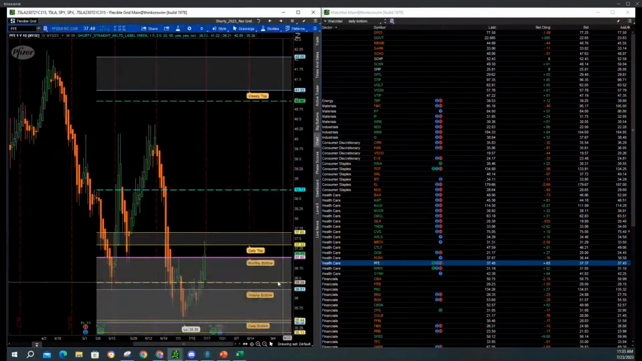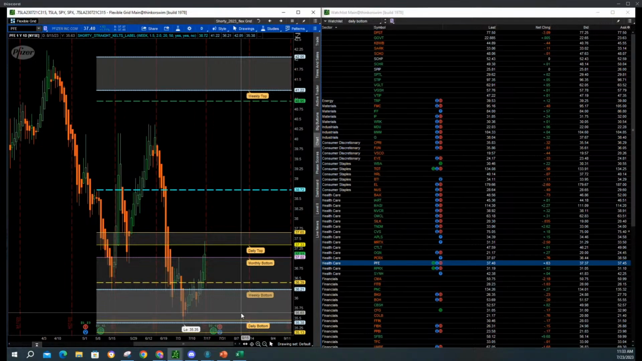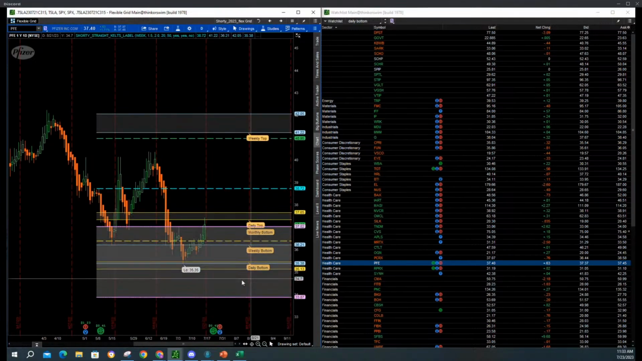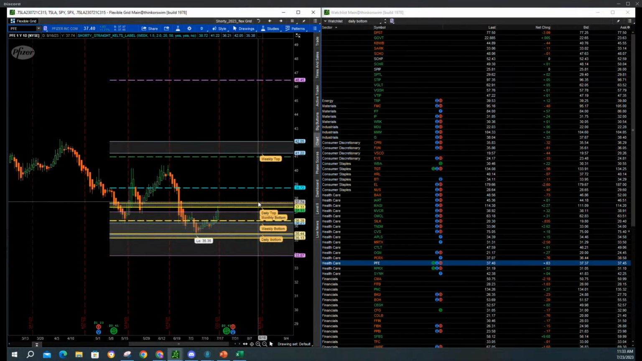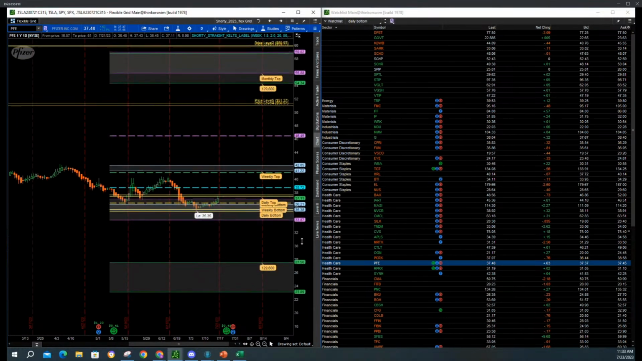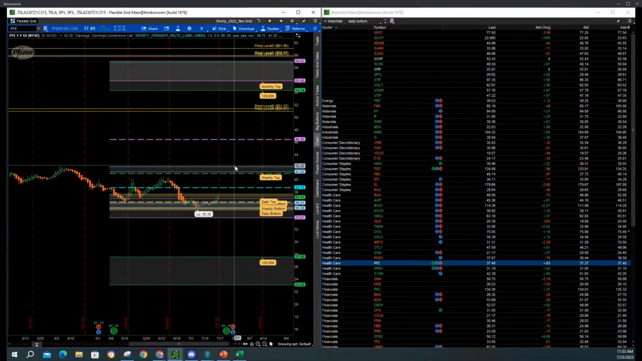I don't know. Did anyone get Pfizer? I added quite a bit of Pfizer. I don't know if anyone did, but you see that there's a lot of support, the daily bottom, weekly bottom. So once they break 38, we're targeting some of the levels above, would be 42, 46, 54. I do have that one.